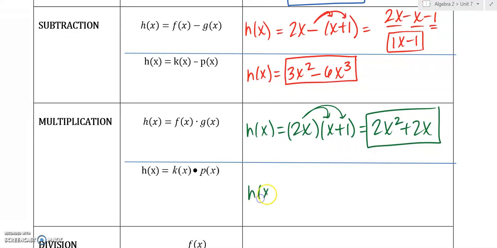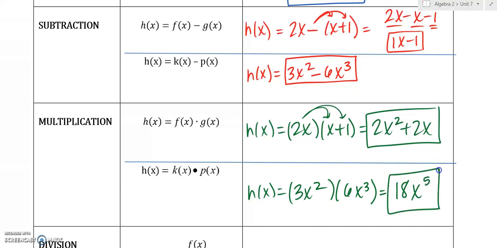Next one, h of x is equal to k of x, which was 3x squared, and then I'm multiplying this by p of x, which was 6x cubed. Be careful when you multiply. 3 times 6 is 18, but with the x's, I add the exponents. So 2 plus 3 for those little exponents, I get 18x to the 5th.